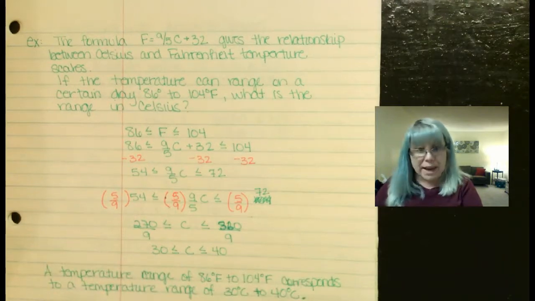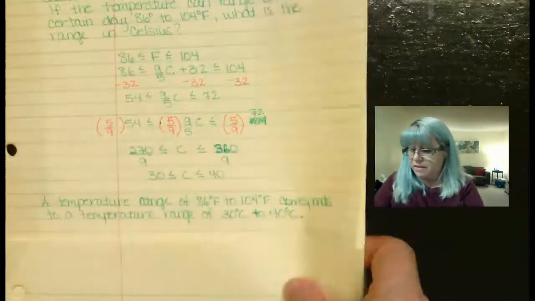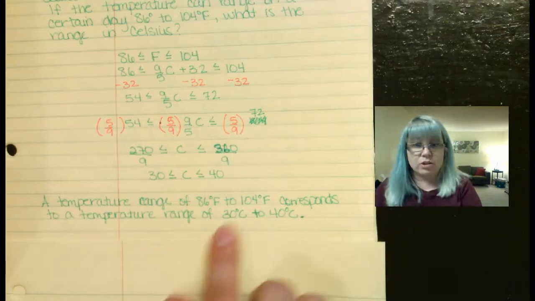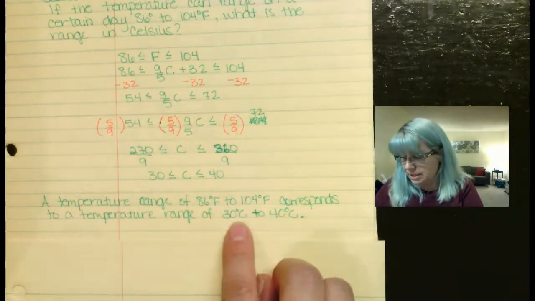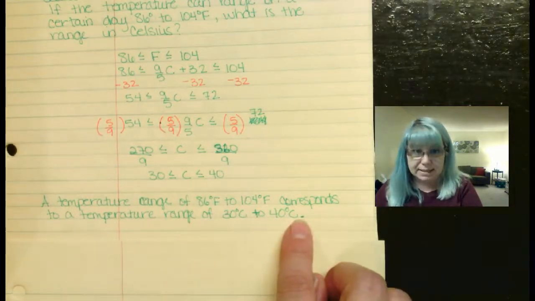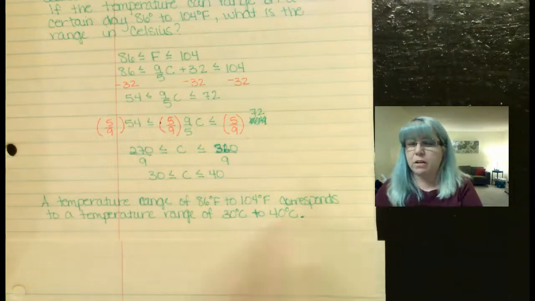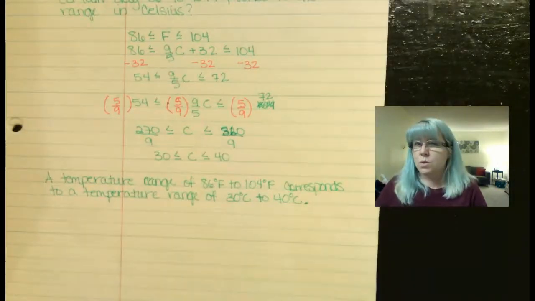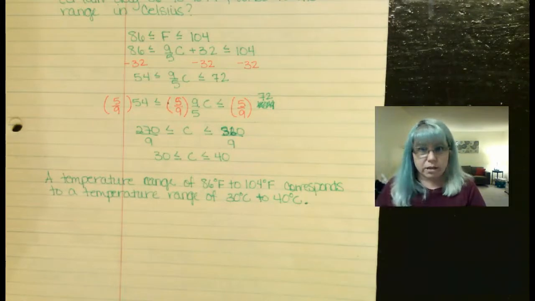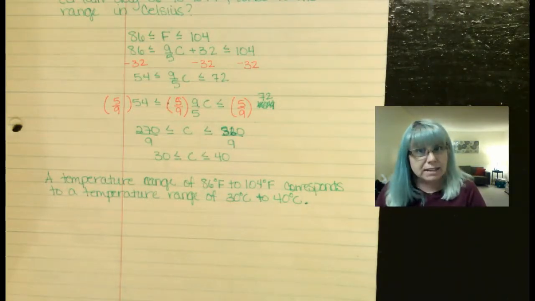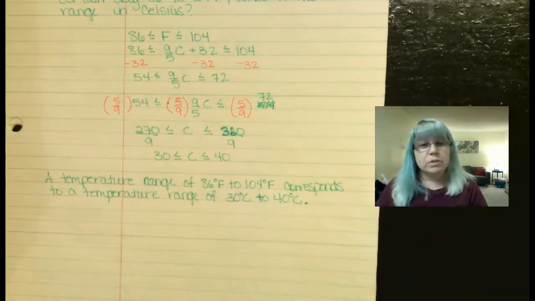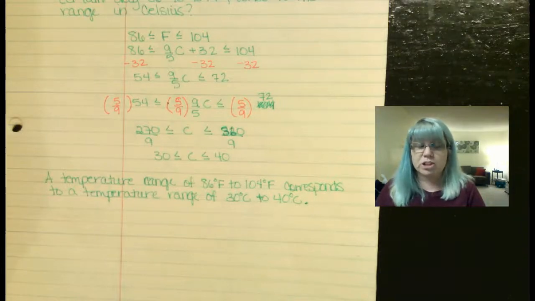So a temperature range of 86 degrees Fahrenheit to 104 degrees Fahrenheit corresponds with a temperature range of 30 degrees Celsius to 40 degrees Celsius. Kind of neat how we can do that all in one step. So I'm not going to blow smoke here. Working with compound inequalities takes a little bit of practice. So what I would do is run through each of these on your own, see if you can do them. The answers are right there, so you want to check your work.